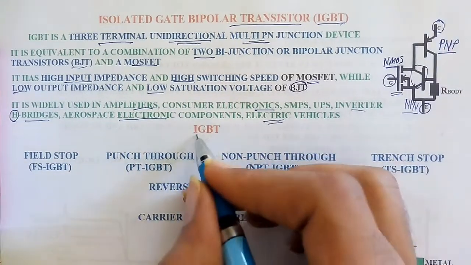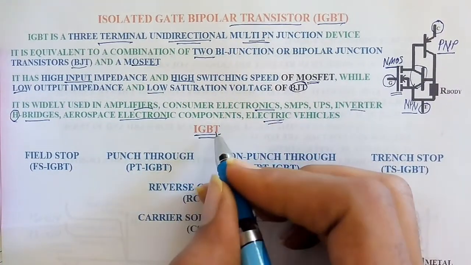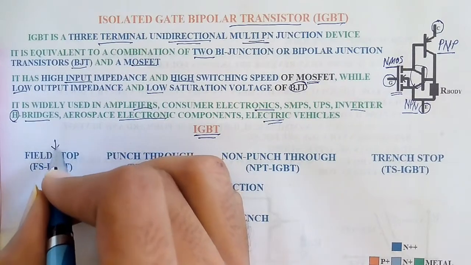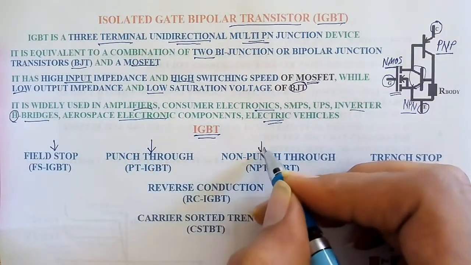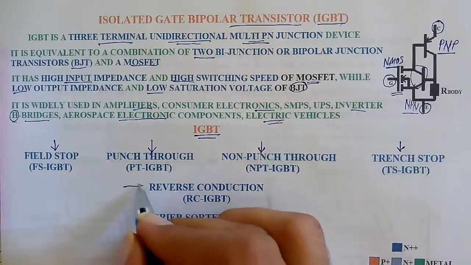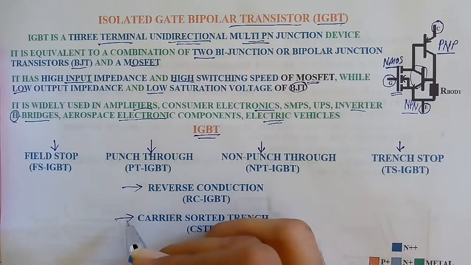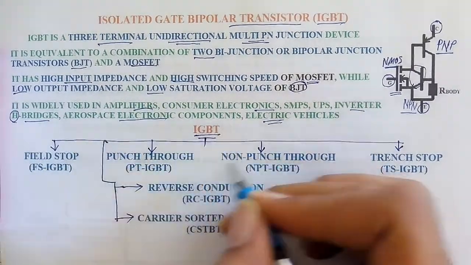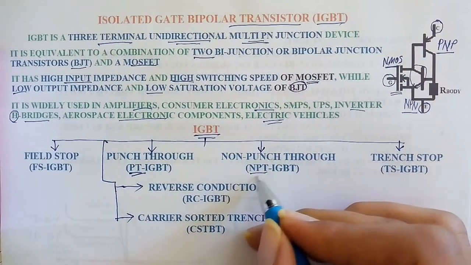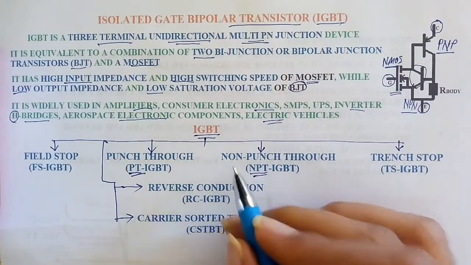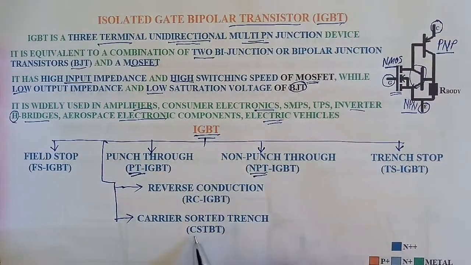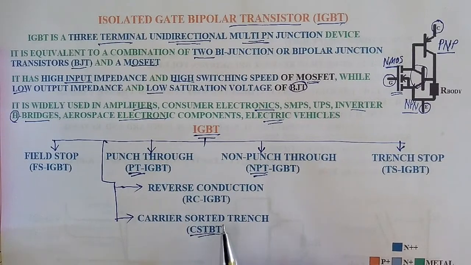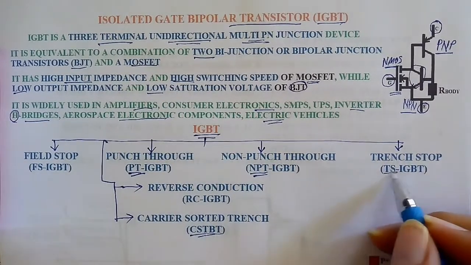Coming to classification, IGBT is divided into 6 types, which are field stop, punch through, non-punch through, trench stop, reverse conduction, and carrier stored trench. Of all types, PT and NPT are the most basic, and following the evolution, CST-BT is the latest, which is a type of trench stop.